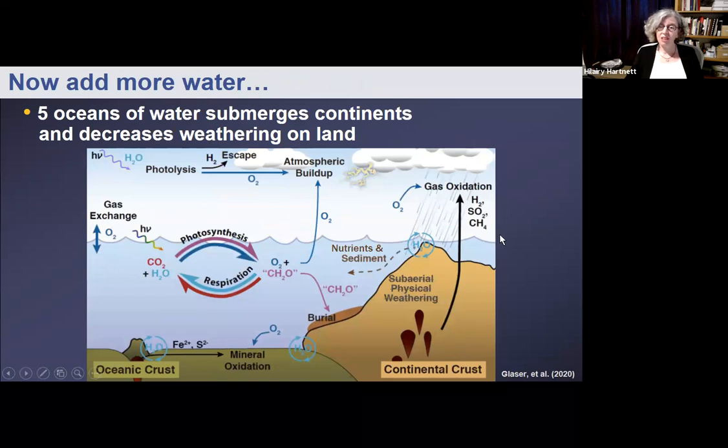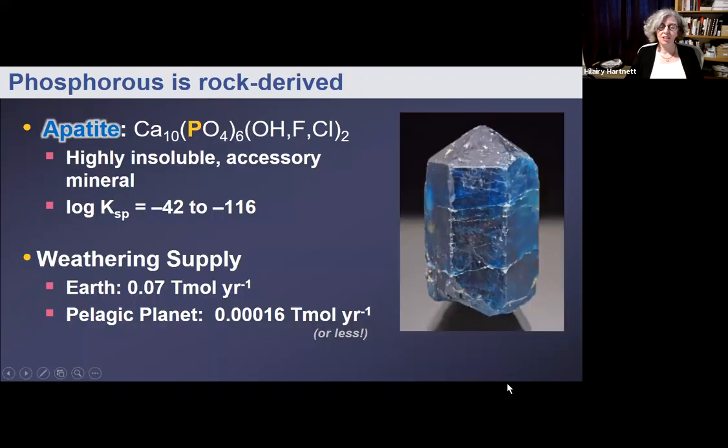It only takes about 5 oceans of water to submerge the continents on land. From the standpoint of a planet's water content, that's still pretty low. But now, our continents are below the surface of the ocean and there's no weathering. This is a problem for supplying phosphorus to this ocean. And the reason for that is that phosphorus is a rock-derived element.